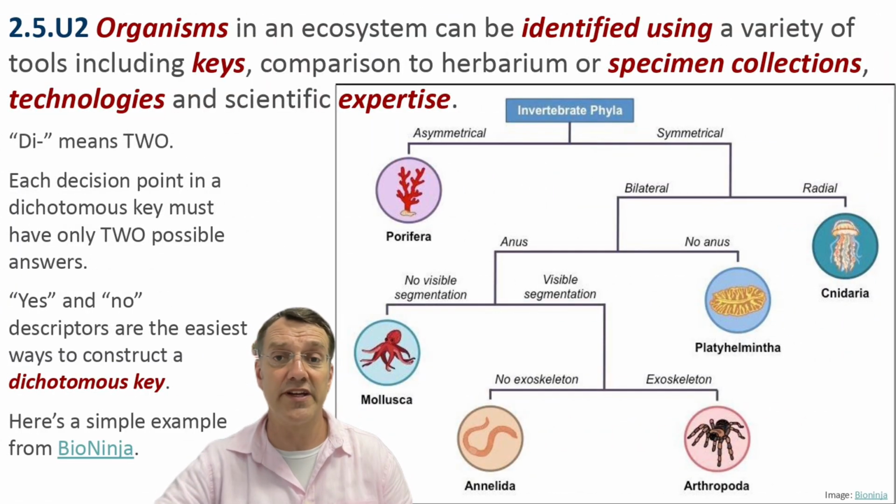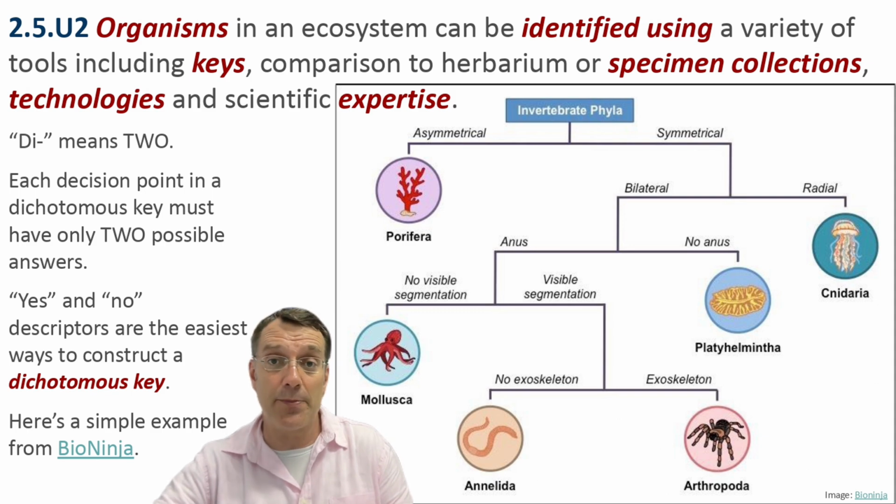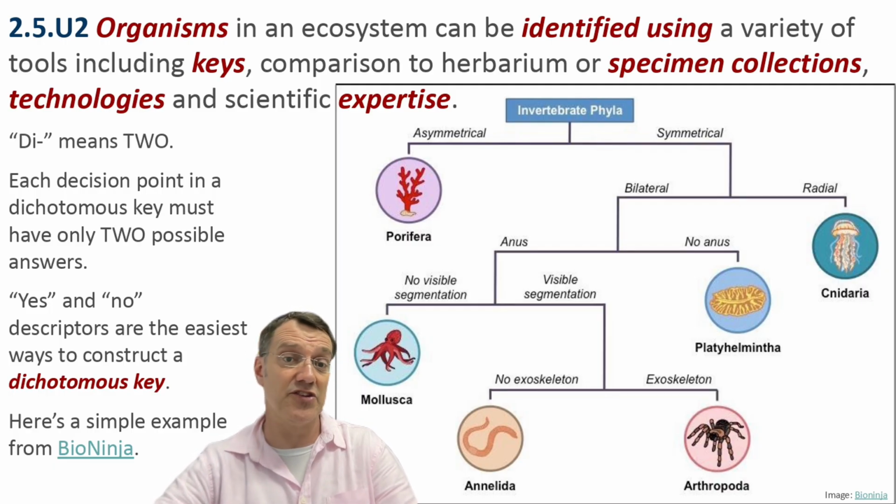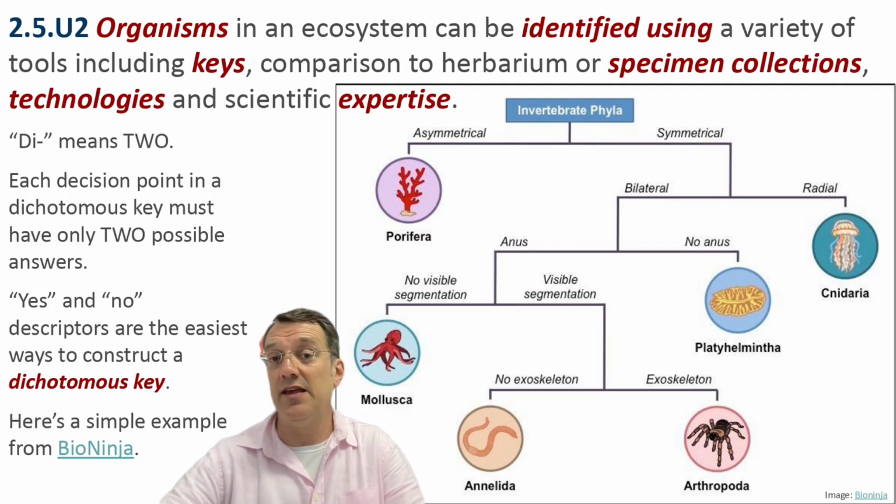Organism identification is essential for ecological studies. Dichotomous keys are brilliantly simple tools. Each step presents just two options, gradually narrowing possibilities until you identify your specimen. Those options are generally a yes or a no question. Remember that effective keys use clear comparative characteristics rather than subjective terms. A good key might ask, does the leaf have a serrated edge? Rather than, is the leaf pretty?